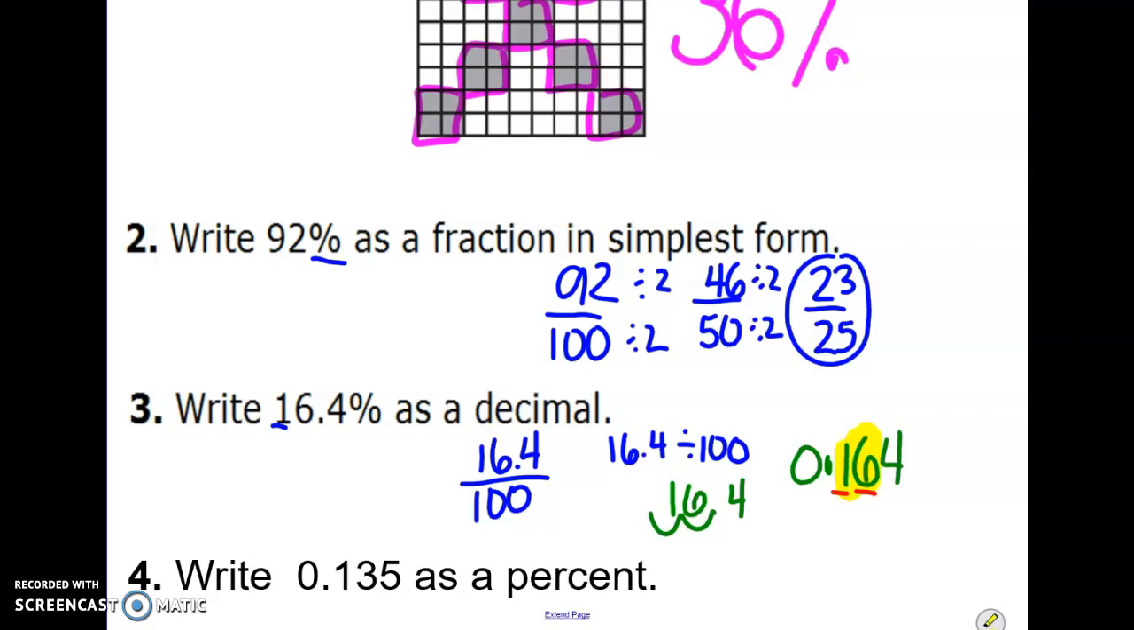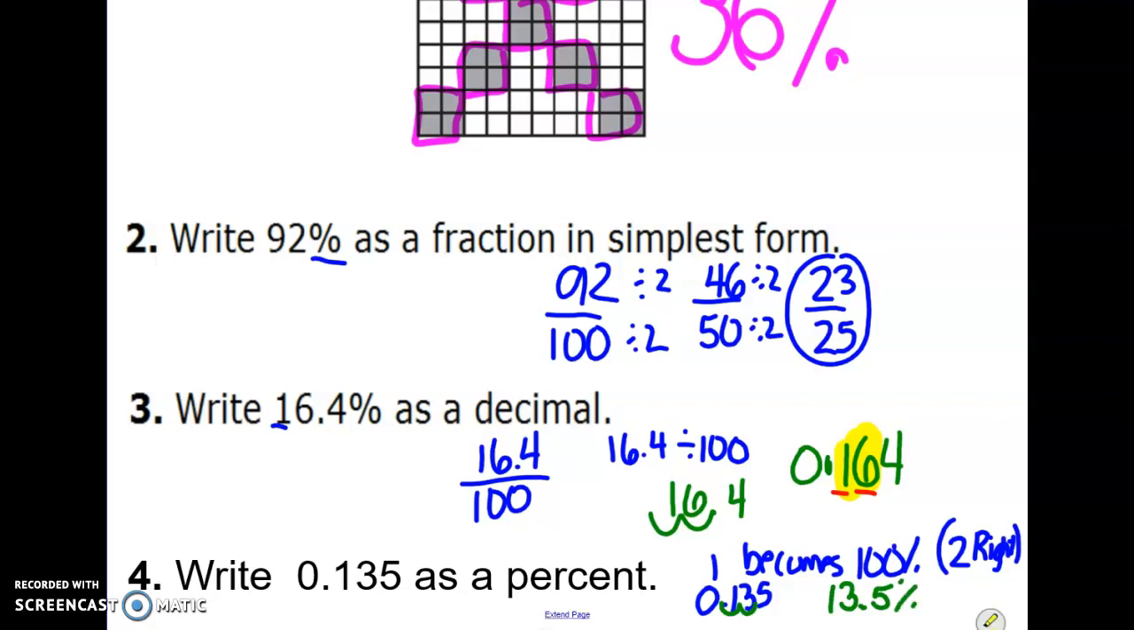And the last one, write 135 thousandths as a percent. Once again, I'm either moving the decimal point 2 places to the right or 2 places to the left. So I might think in my head, if I had the number 1 and I wanted to change that to a percent, one whole box becomes 100%. I move my decimal point 2 places to the right. So if I have the number 135 thousandths and I move it 2 places to the right, it's going to give me 13.5%.